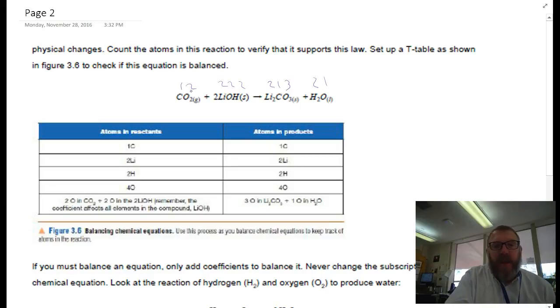So you can see here on the table, it summarizes that. On the reactant side, 1 carbon, 1 carbon. 2 lithium, 2 lithium. 2 hydrogen, 2 hydrogen. 4 oxygens, 4 oxygens. Chemical equations have to be balanced. We have to have the same number of atoms on the reactant side and the product side because of the law of conservation of matter. We cannot create or destroy atoms.